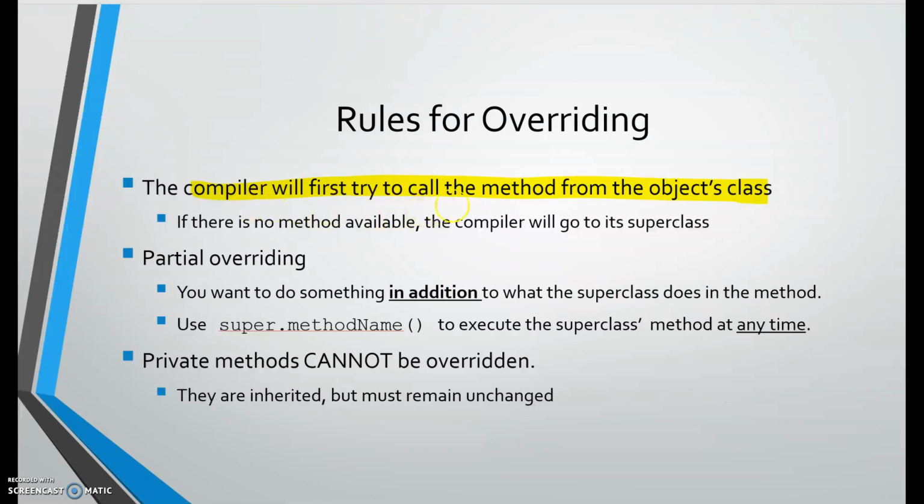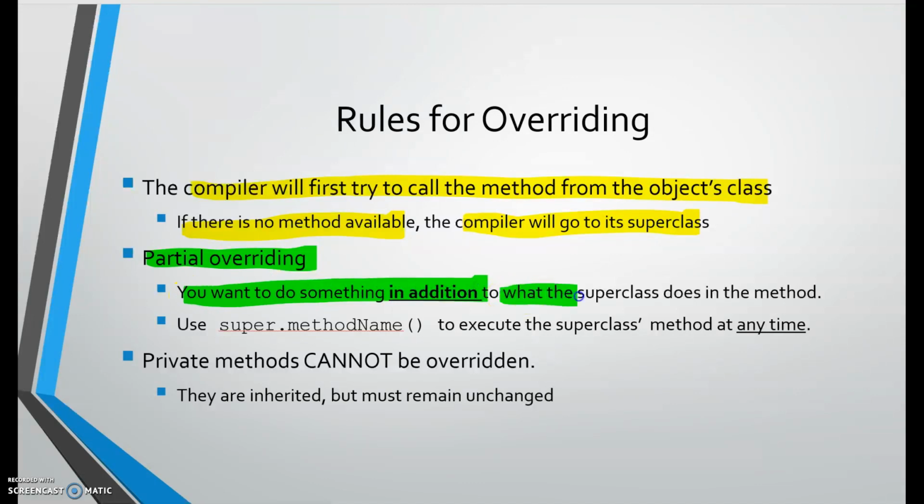That's kind of like how this works. It's going to first look to see if you have a method. And if you don't have a method, then the compiler will go up to the superclass and then up a level above that and so forth until it finds what it needs. Now, we also have the ability to do something called partial overriding. Partial overriding is when you want to do something in addition to what you want the superclass to do. So if we wanted that to happen, we would say super.methodName to execute the superclass's method at any time.